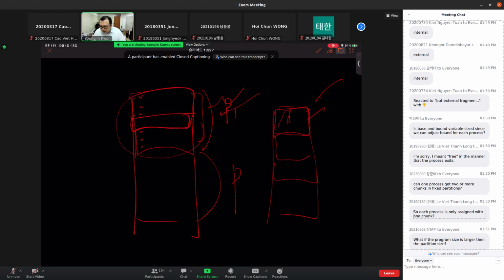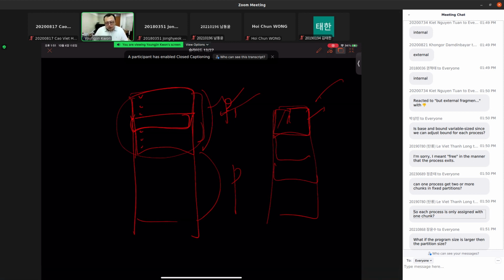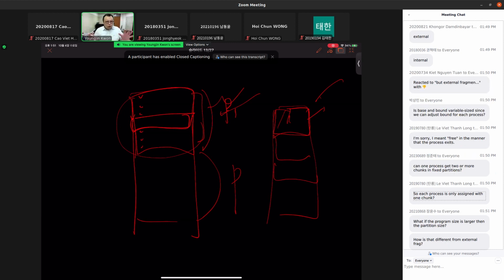What about program size? If the program size is larger than the partition size, we cannot load the program. So in that case, the program is never loaded, or you have to set the operating system to use a larger fixed size chunk. So that's an invariant: program size always should be less than the fixed size chunk. Any other questions? This is not super fancy systems, it's the earlier days idea.